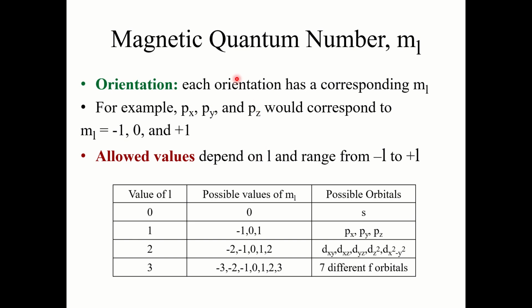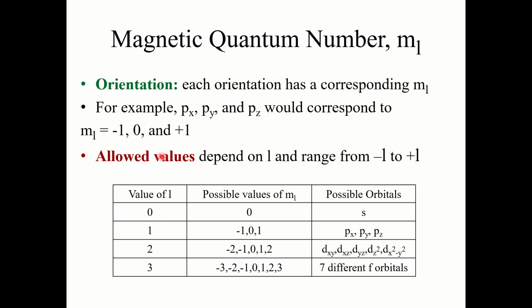All right, let's talk about our third quantum number, m sub l. This refers to the orientation. Each orientation has a corresponding m sub l. For example, px, py, and pz could correspond to three different m sub l values: -1, 0, and +1. So let's connect this all together.